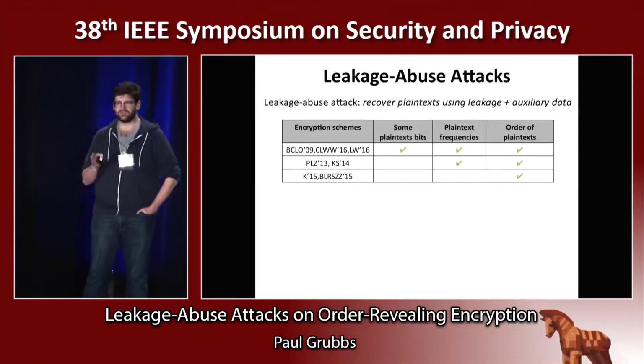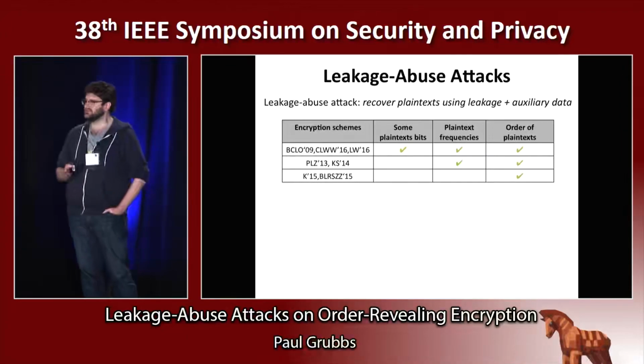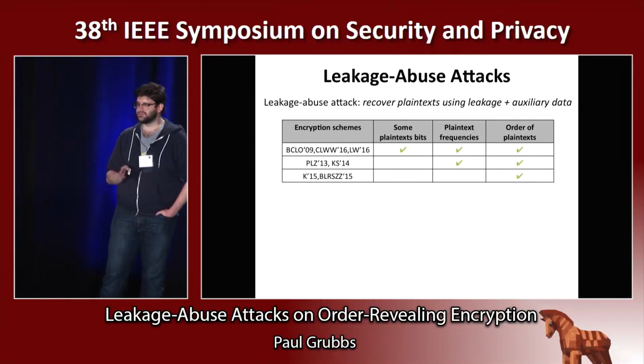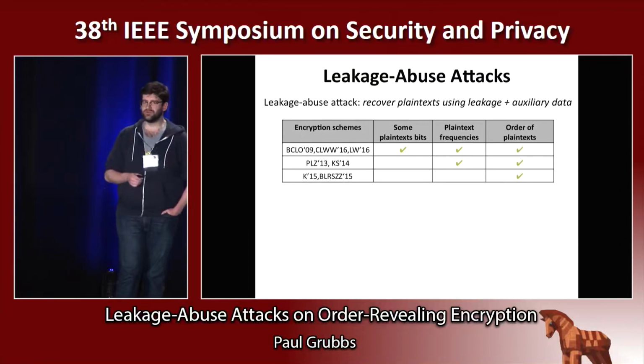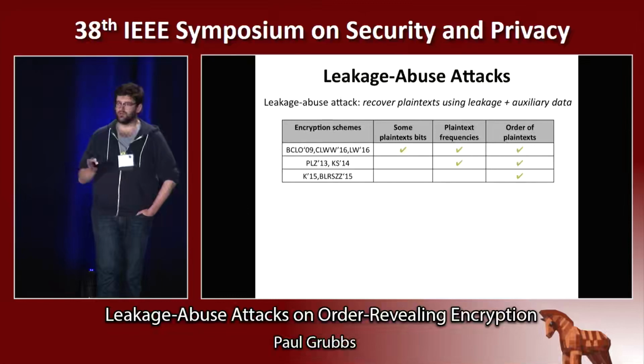So before we describe our attacks, we have to define what a leakage abuse attack is. A leakage abuse attack is a cryptanalytic attack against an ORE scheme. And contrary to other kinds of cryptanalytic attacks that attack the assumptions of the cryptography, we don't attack the assumptions. Rather, we just attack the inherent leakage of the ORE scheme. The various different kinds of ORE schemes that have been proposed all have different kinds of leakage. They all, for correctness, have to leak the order of the underlying plaintext.